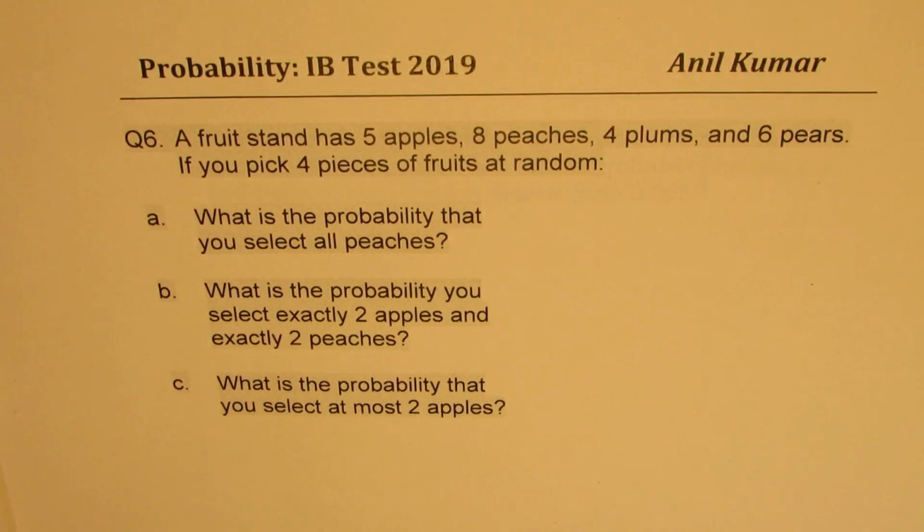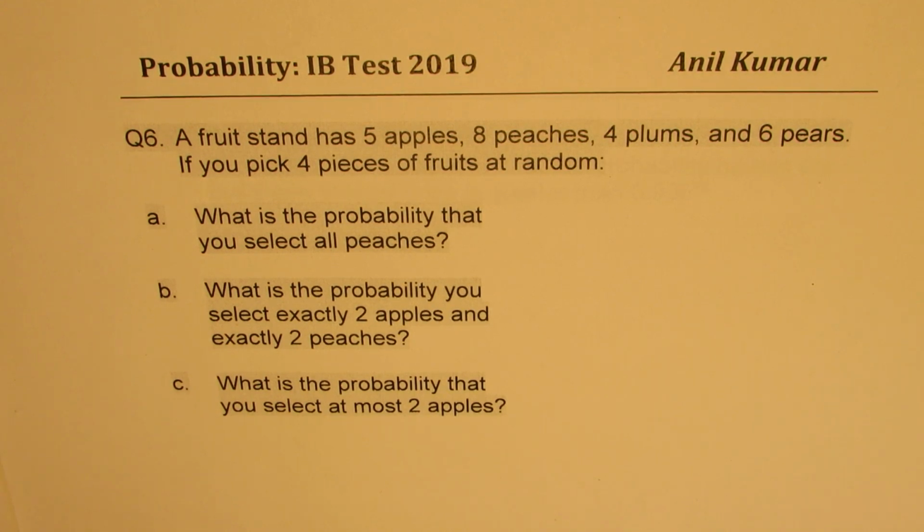Question number 6. A fruit stand has 5 apples, 8 peaches, 4 plums and 6 pears. If you pick 4 pieces of fruit at random, what is the probability that you select all peaches? What is the probability you select exactly 2 apples and exactly 2 peaches? C. What is the probability that you select at most 2 apples?